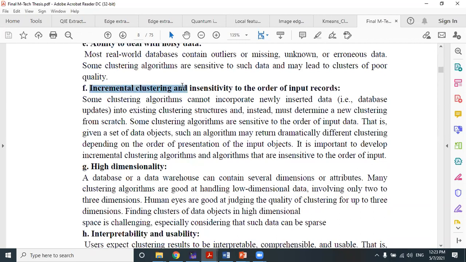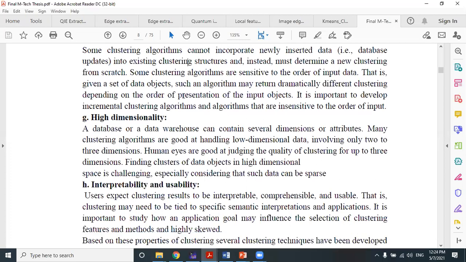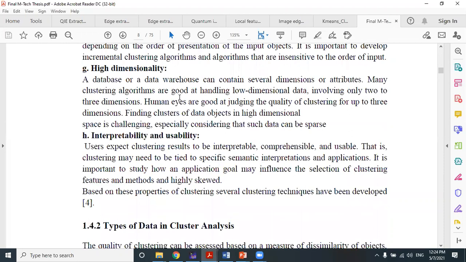Now incremental clustering, that I am going to discuss very soon. What is incremental clustering and how we can handle dynamic data with the help of incremental clustering, that I am going to discuss. And that incremental clustering I actually did as a part of my research work in my masters. I will discuss it.